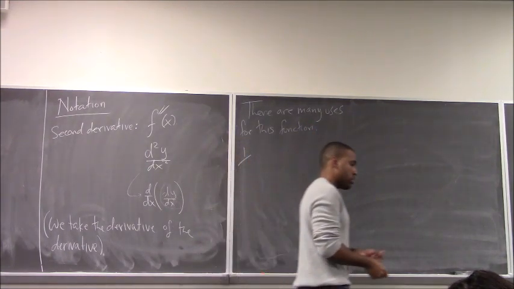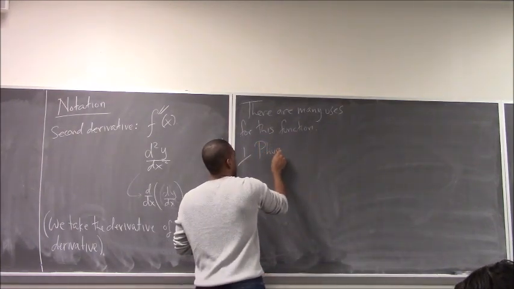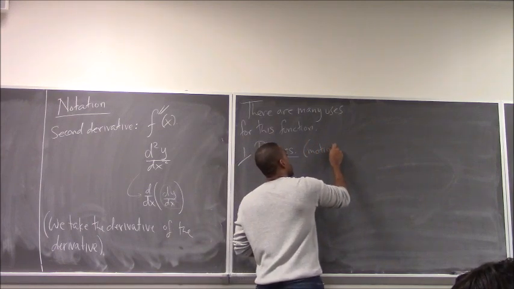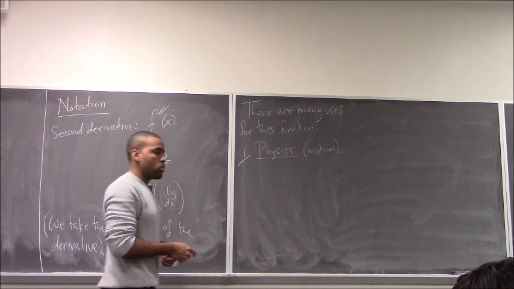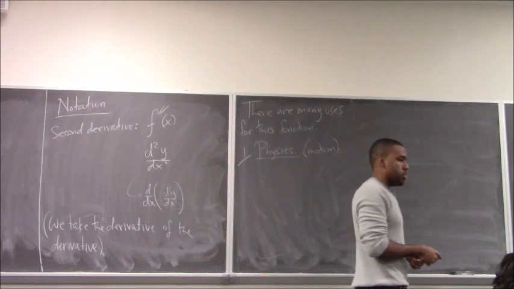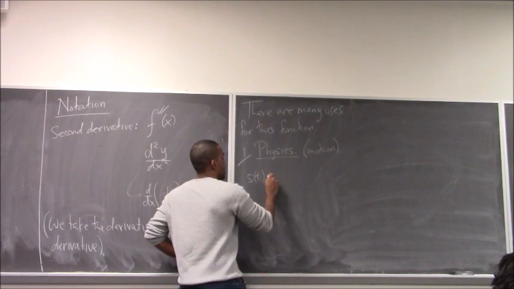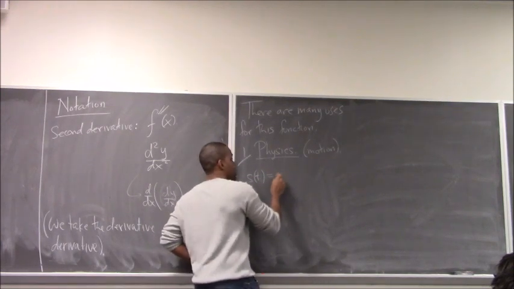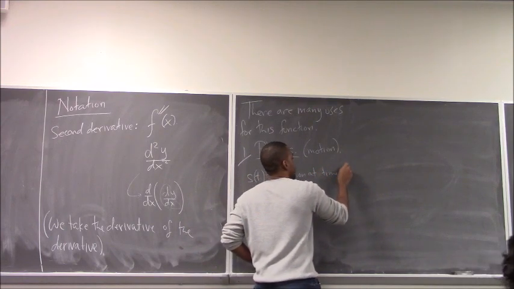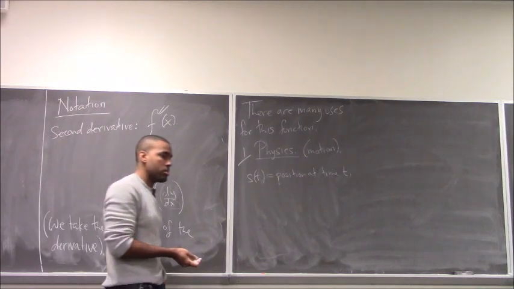One use of the second derivative is in physics. If we're looking at, for example, motion, that is one area in which the second derivative is super important, because it gives us acceleration. Let's say we're given some function s of t, which is my position at time t. That's a function that gives me my position, or you can think of it as distance traveled or something like that.